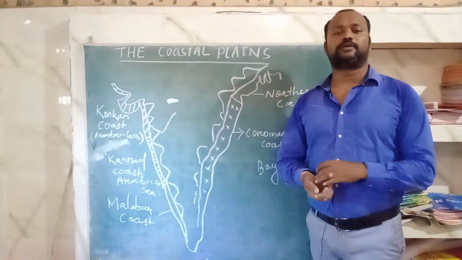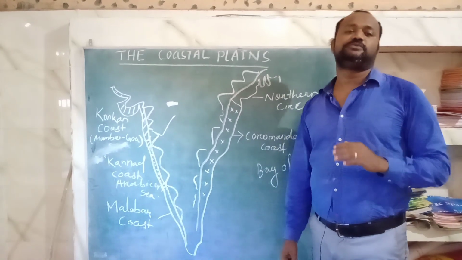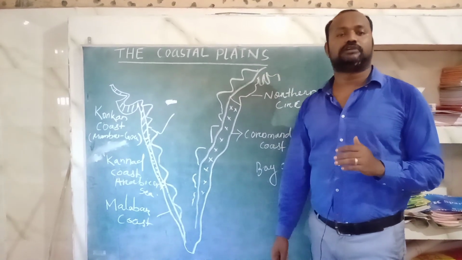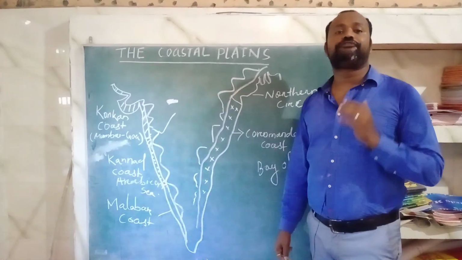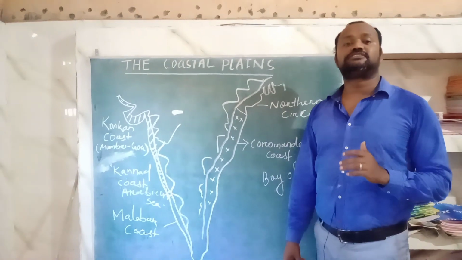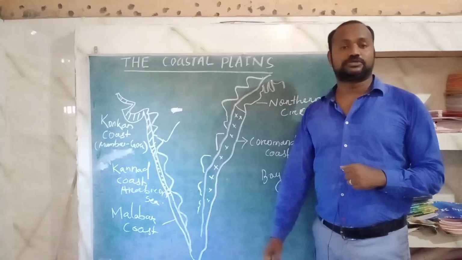So let's discuss what the importance is. As you know, the coastal plain region has a sufficient amount of water, as well as fertile soil which is good for agriculture, and it is good for fishing also. So this is all about the coastal plain.